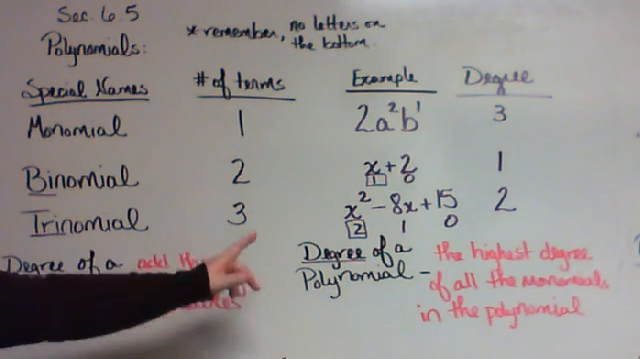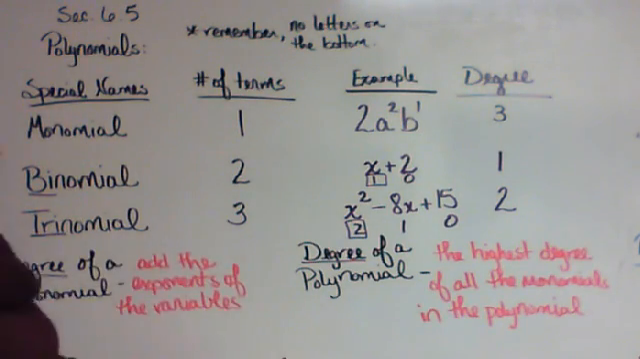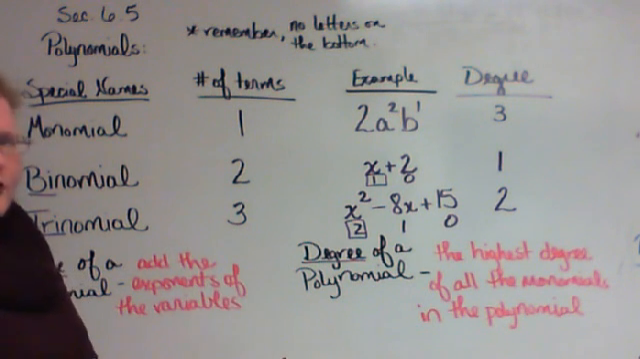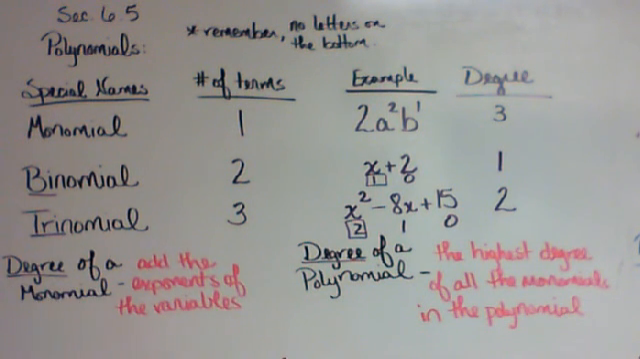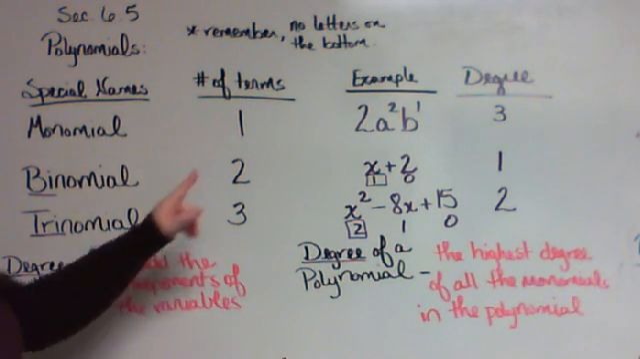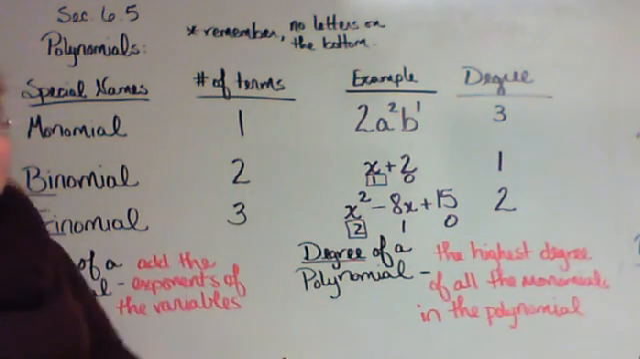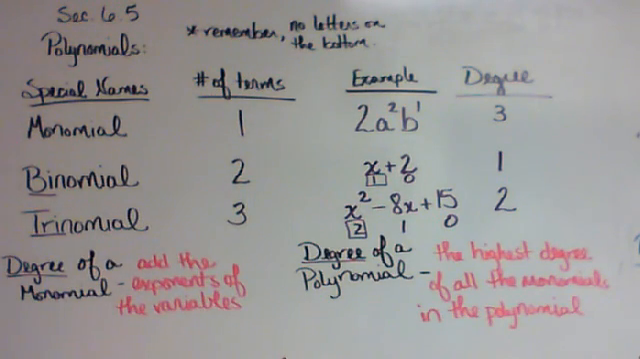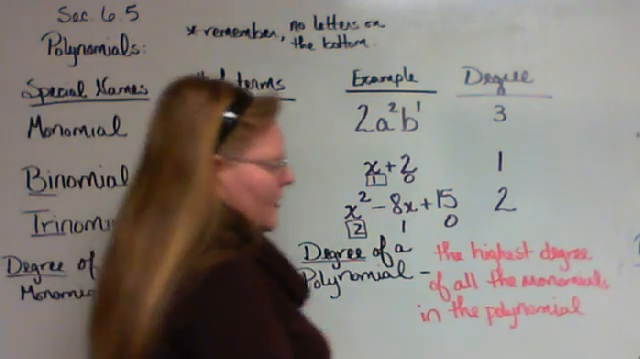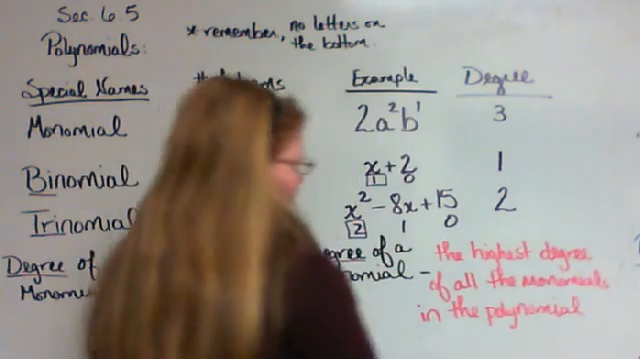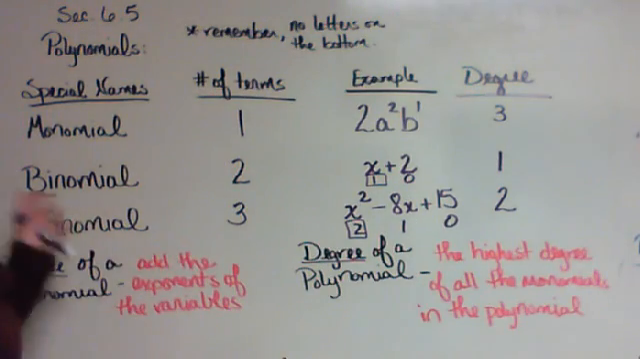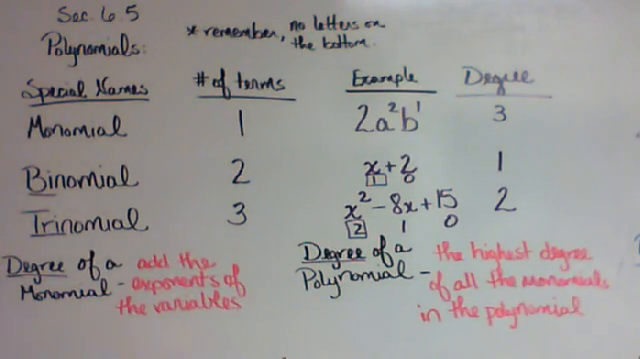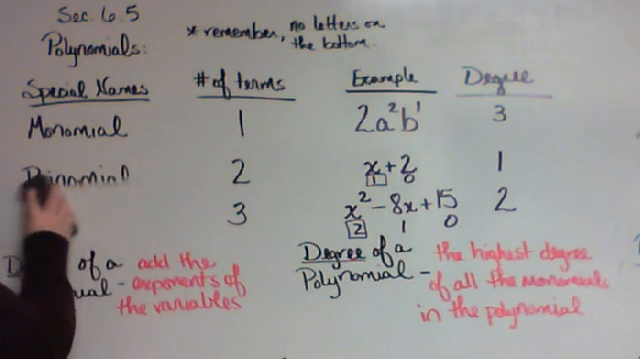So the highest degree of all the monomials in that polynomial is how you find the degree of a polynomial. But if you want just the degree of a monomial, you find it by adding up the exponents on the variables in that monomial. We don't count the exponent on the numbers, just the ones on the variables. Most of this section is all about definitions. So they'll want you to know what a degree is and what a monomial, binomial, and trinomial is. How to tell them apart.